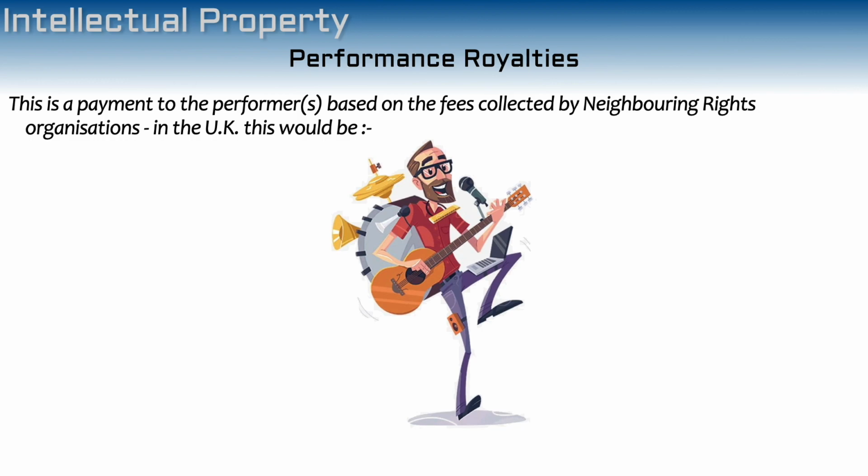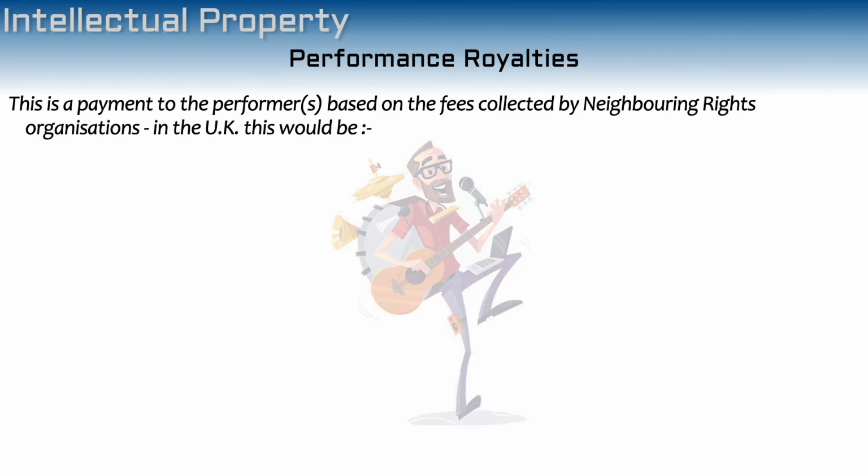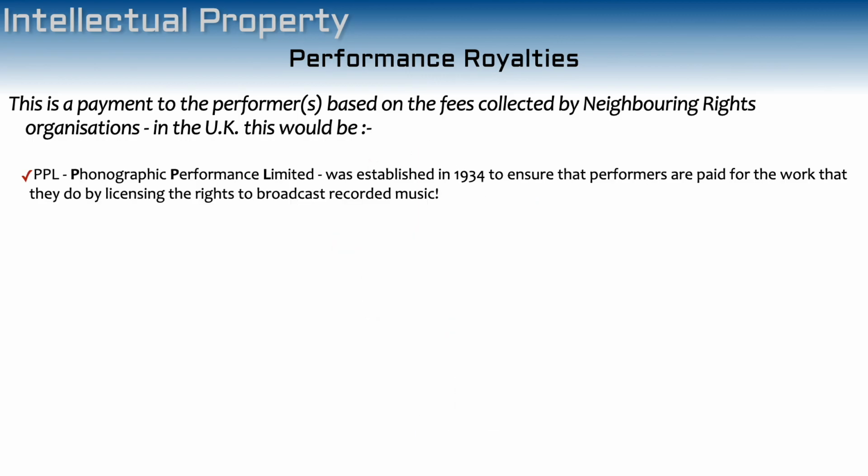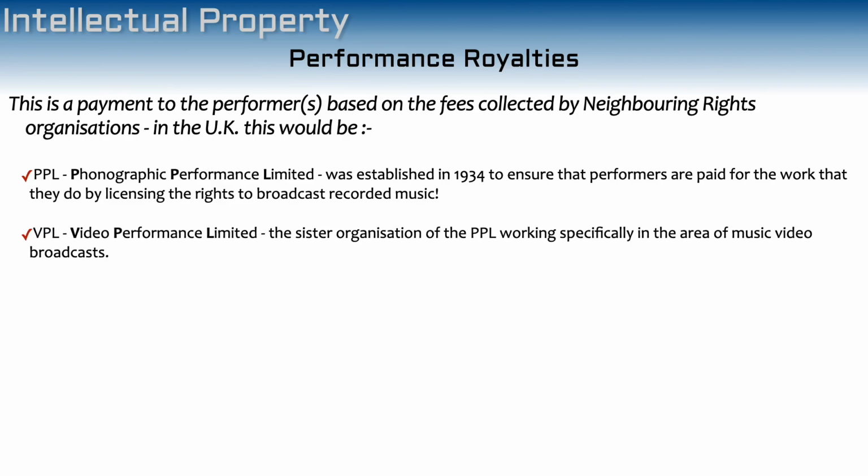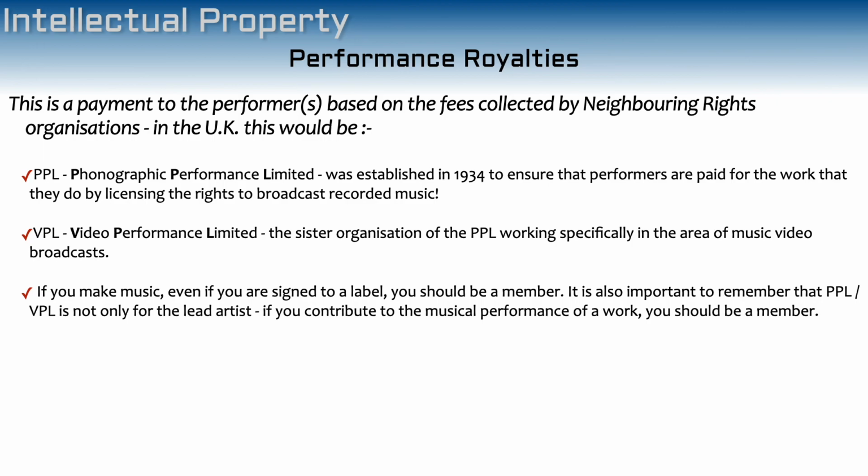Performance royalties are payments made to the performers based on fees collected by the neighbouring rights organisations. In the UK, this would be PPL, the Phonographic Performance Limited, which was established in 1934 to ensure that performers are paid for the work that they do by licensing the rights to broadcast recorded music. VPL, which is the Video Performance Limited, is the sister organisation of PPL working specifically in the area of music video broadcasts. If you make music, even if you're signed to a label, you should be a member.